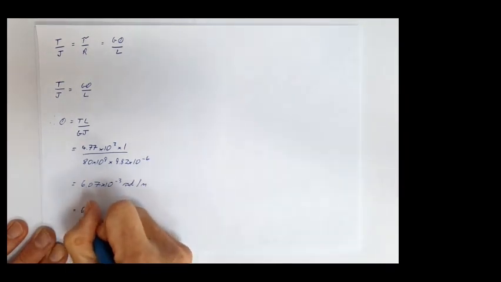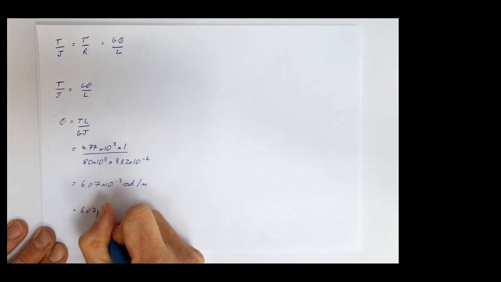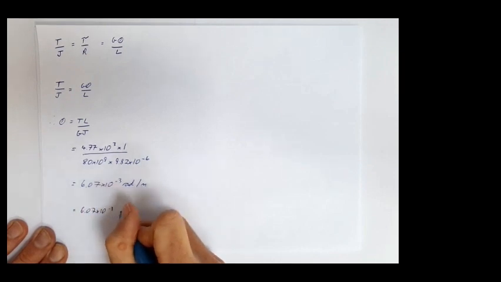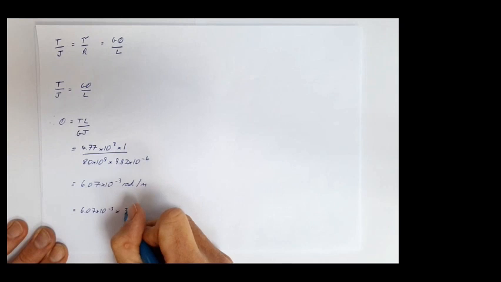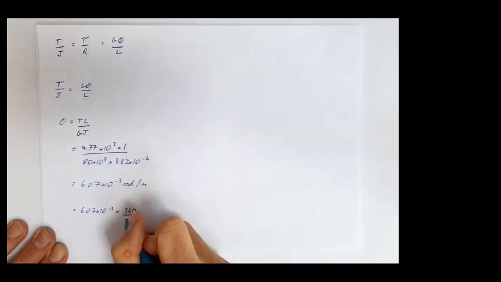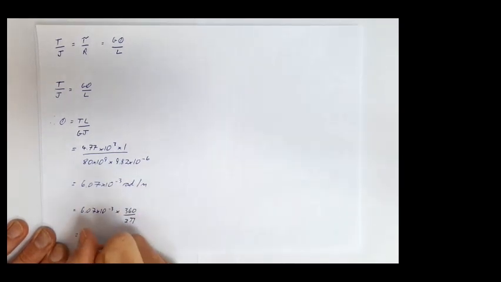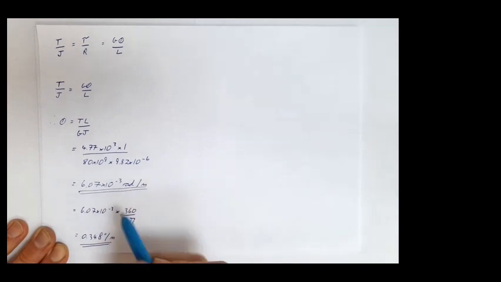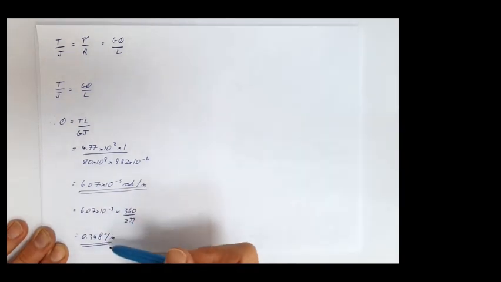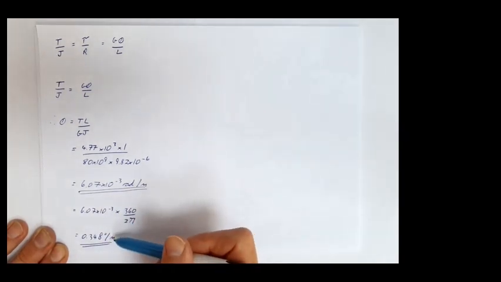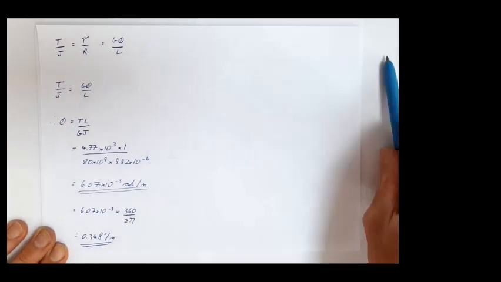Now, if we multiply that by 360 divided by 2 pi, we'll end up with degrees per meter. So 6.07 times 10 to the minus 3 times 360 divided by 2 pi gives me 0.348 degrees per meter. Okay, so that answer there is correct. This one is potentially easier to relate to. Just over 1/3 of a degree per meter. That's how much this shaft would twist under this torque.